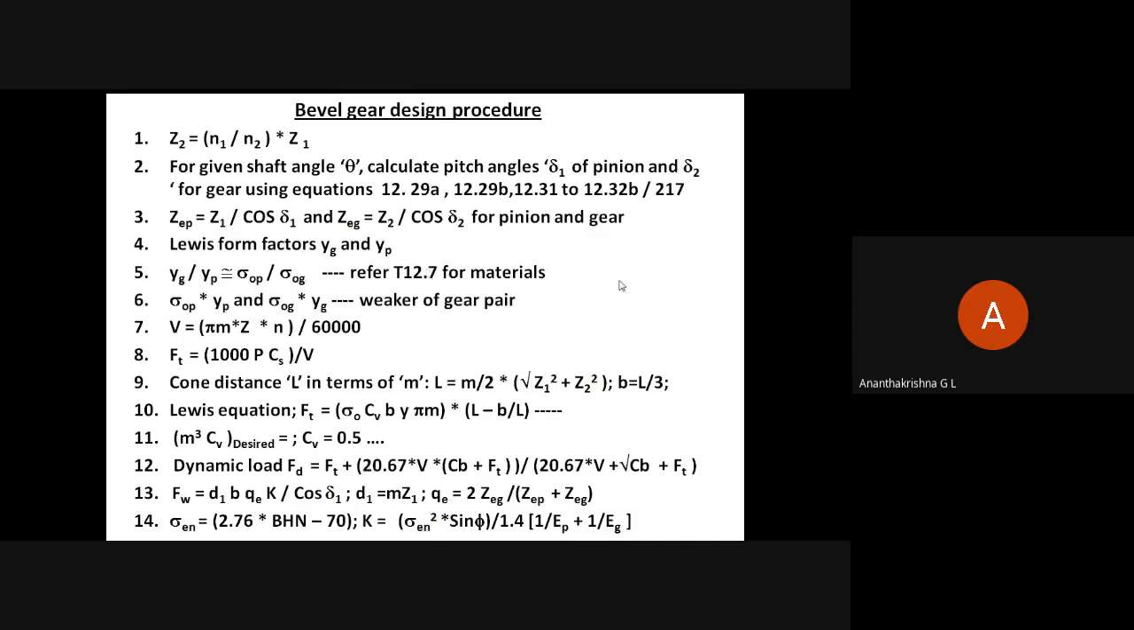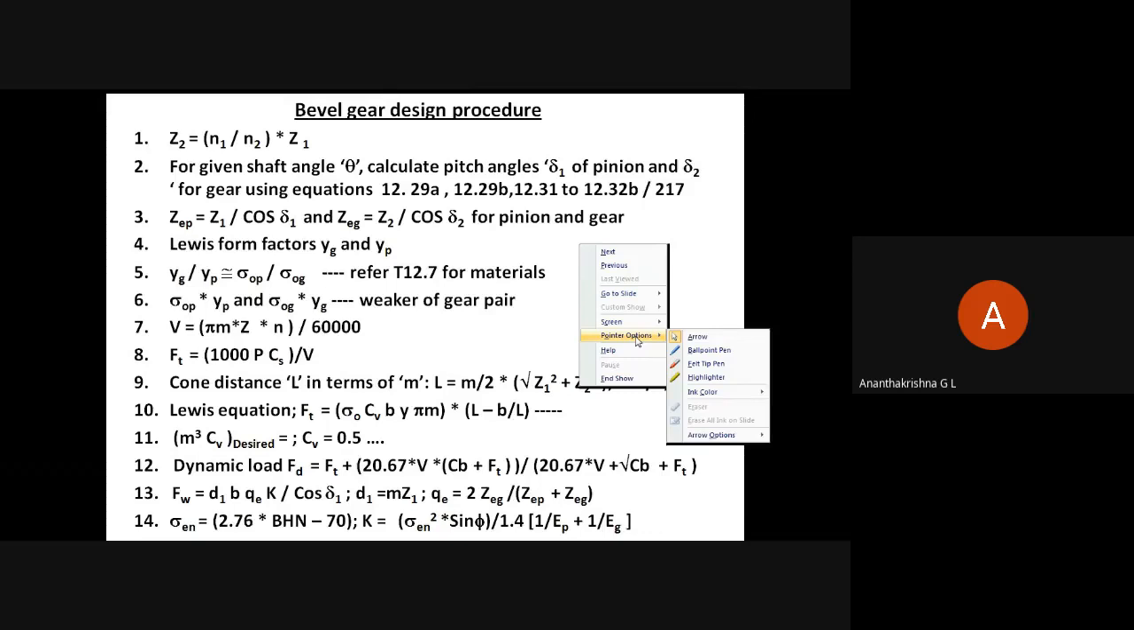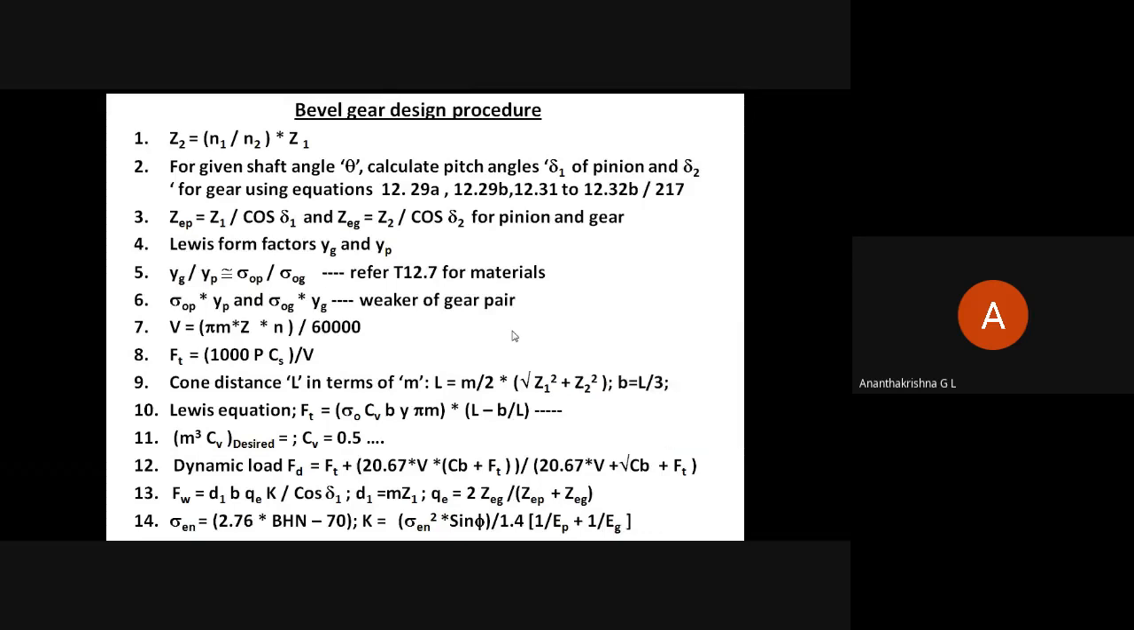Any doubt in this? Any doubt in the procedure? Anybody? Any doubt? Are you okay? So if no doubt, you take down the bevel gear design procedure from the screen.